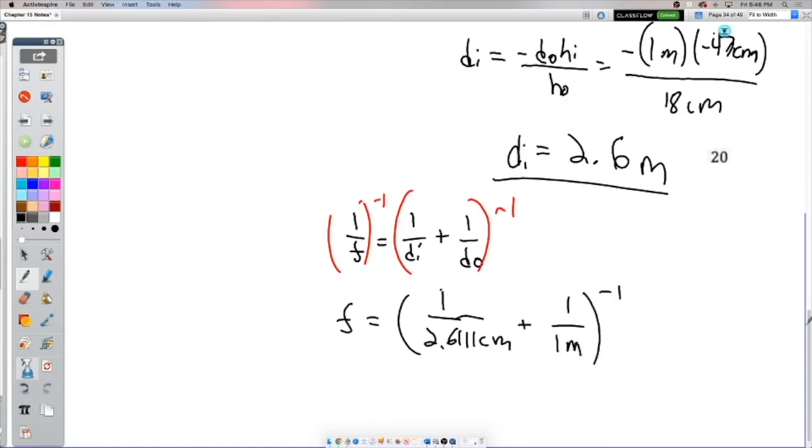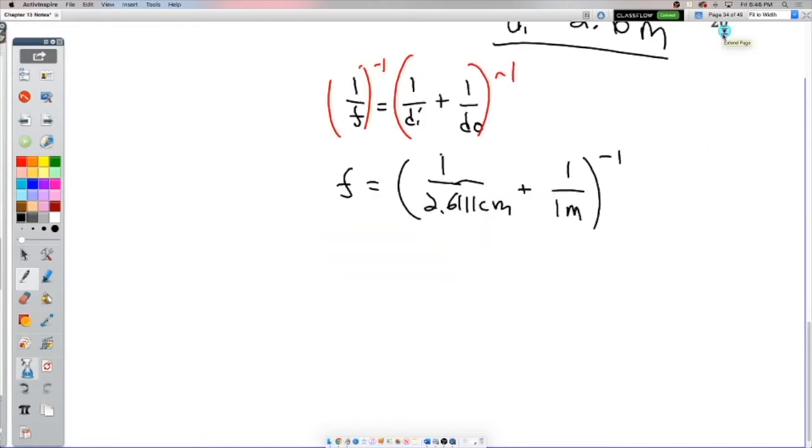Okay, so do 1 over 2.6111 plus 1 over 1, which is just 1, and then do 1 over your answer, or do your answer to the power of negative 1. And you get that the focal length is 0.72 meters, or 72 centimeters. Whoops, this wasn't centimeters, this was meters, which is good, because if it had been centimeters, I couldn't have mixed them like that, right? So that was a mistake in writing centimeters, but if it hadn't been a mistake, then I would need to go back and change the math. So there we go. We got focal length. We got all that stuff.